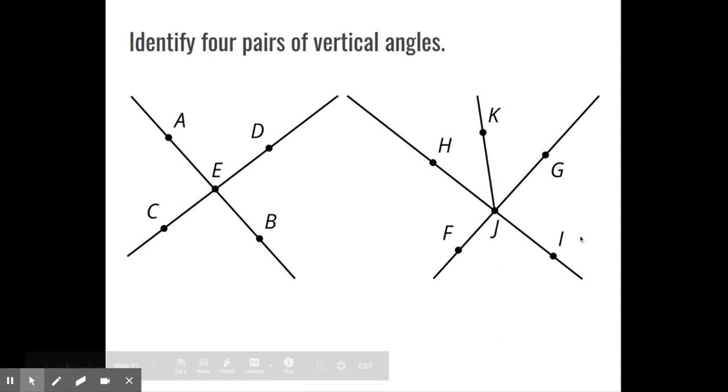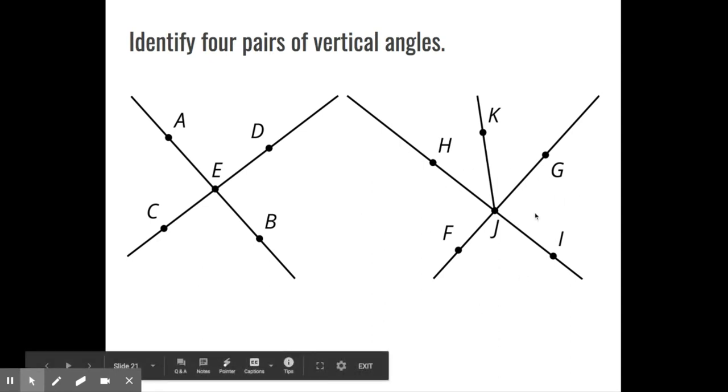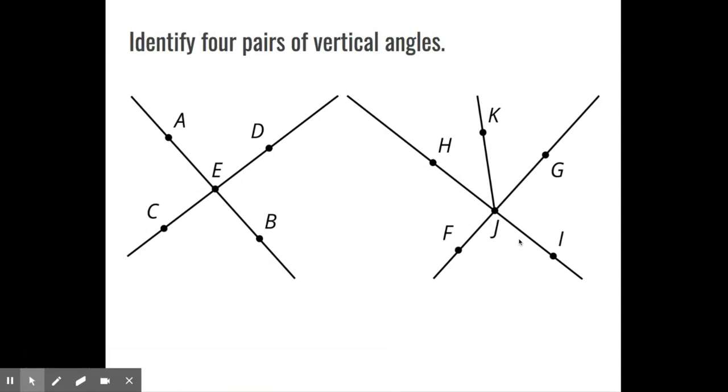Now, if we look over here at this set, we have a line intersection and then this extra line. Well, this is going to be where you might get tripped up in terms of understanding of vertical angles. So looking at this right now, we can say that angle HJF is vertical and therefore the same or equivalent to GJI. So if this was 70 degrees, this angle would be 70 degrees.